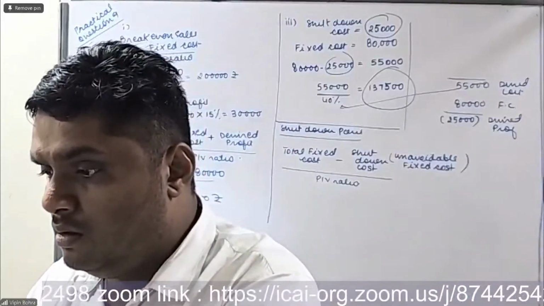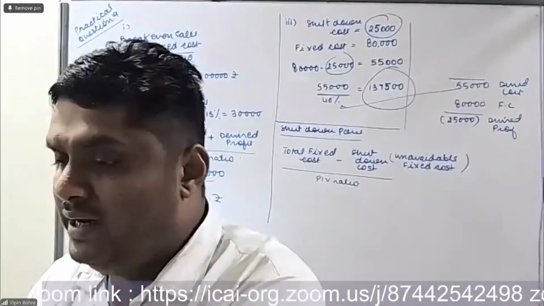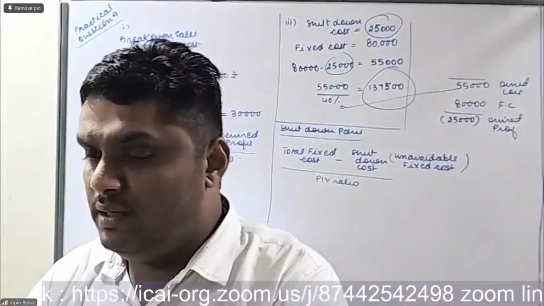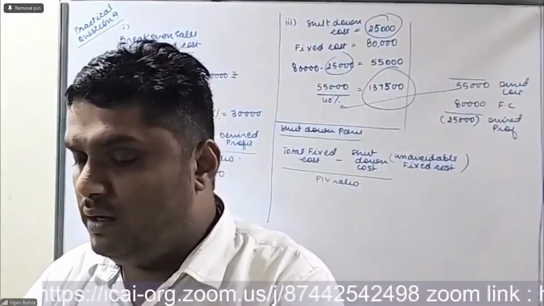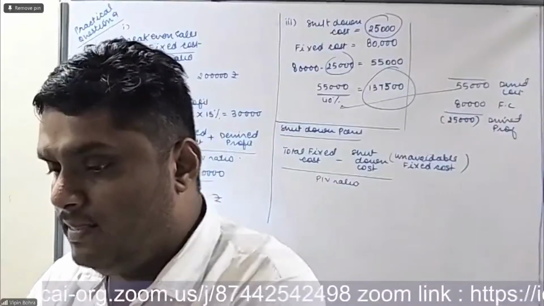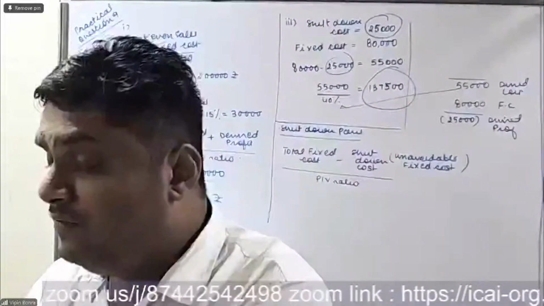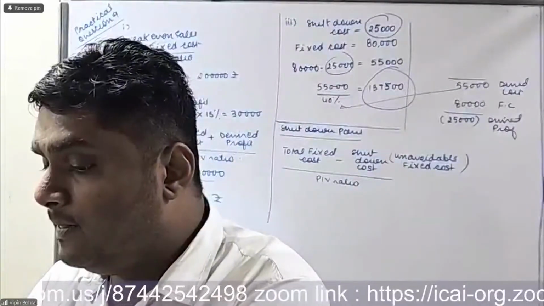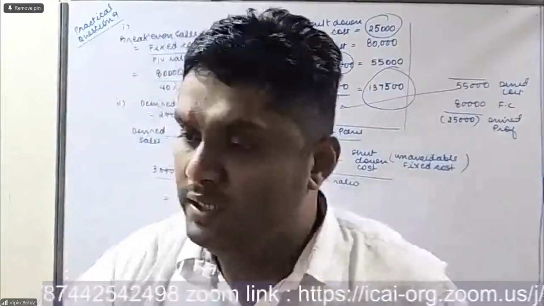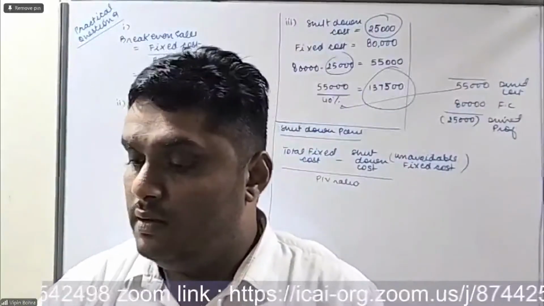So for the September attempt, will the RTP and MTP be uploaded or not? I need to check. You can check over the portal. Let me check what you are saying. For the September attempt, the RTP and MTP are only available for the May attempt. Okay, let me check. You can check over the portal. They will provide you some information. Okay, sir.